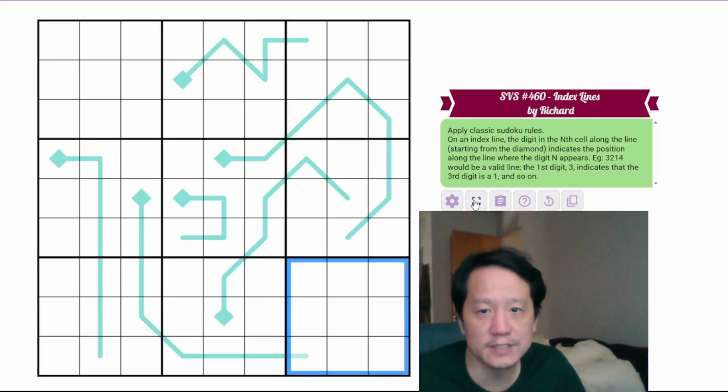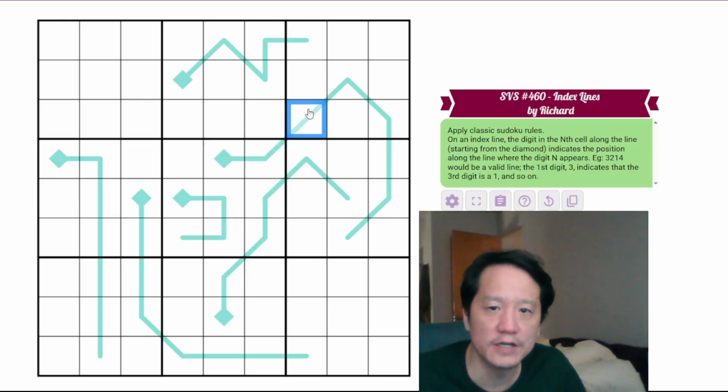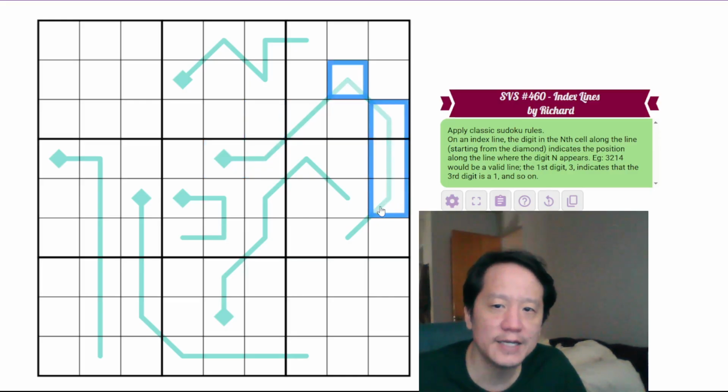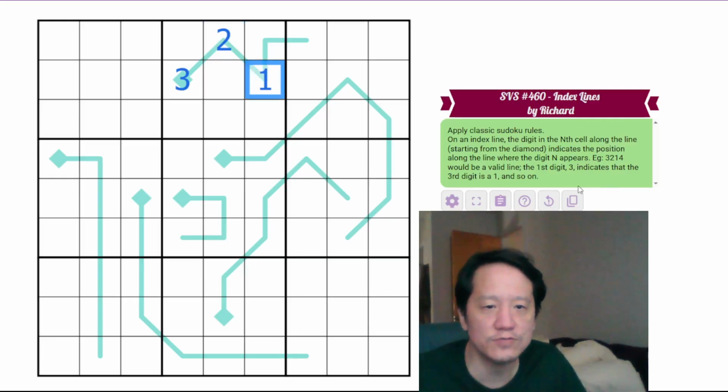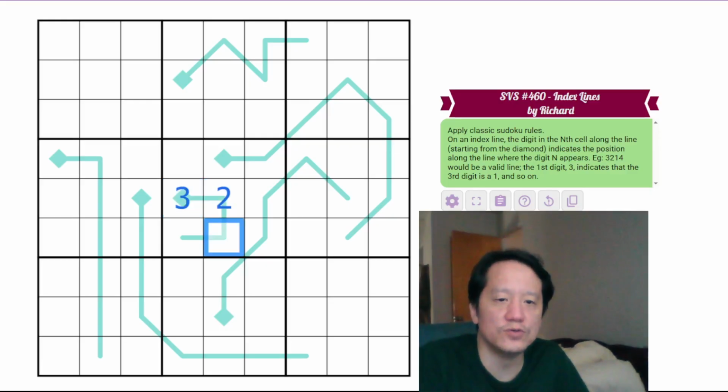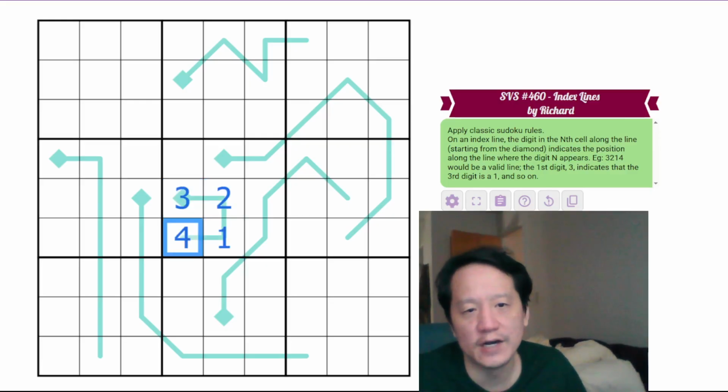On an index line, the digit in the nth cell along the line, starting from the diamond, indicates the position along the line where the digit n appears. For example, 3, 2, 1. Oh, that's too few. Okay, well, let's do this one. 3, 2, 1, 4 would be a valid line.